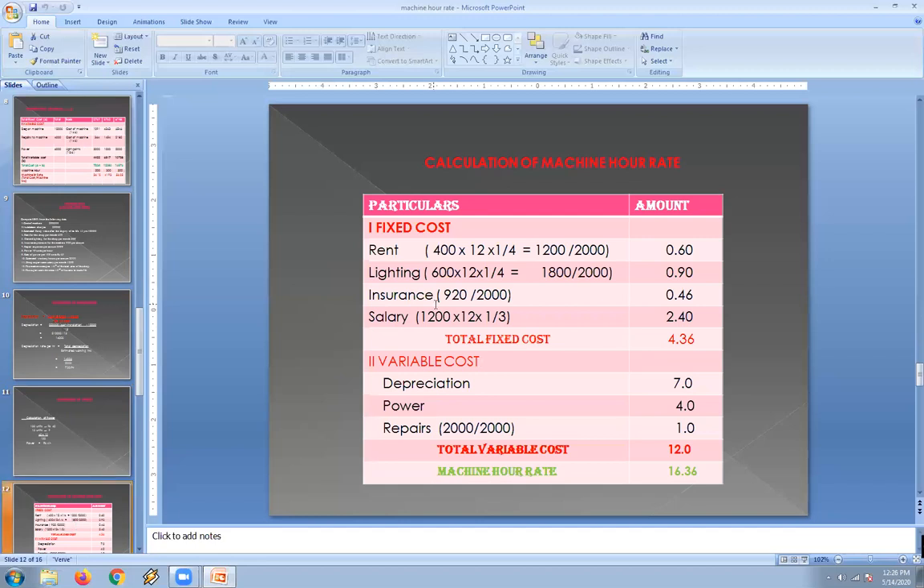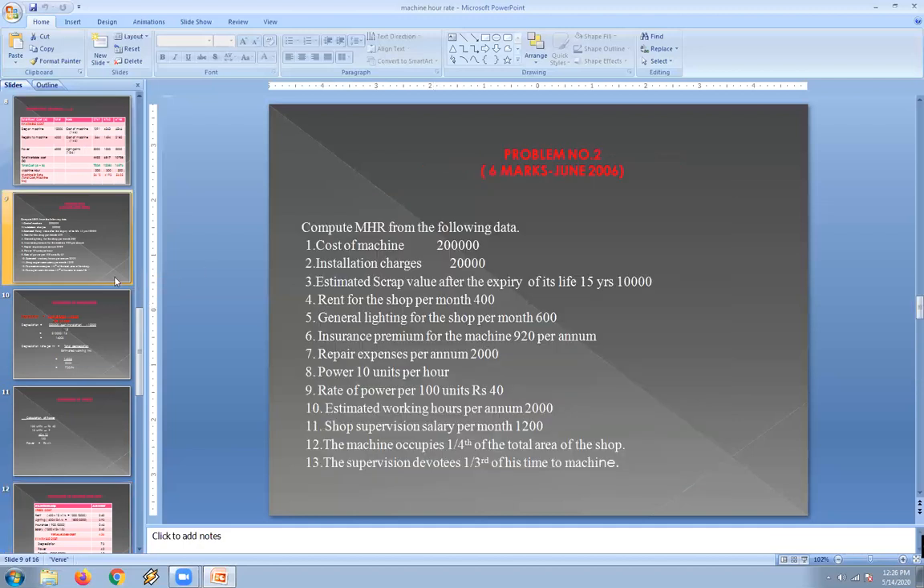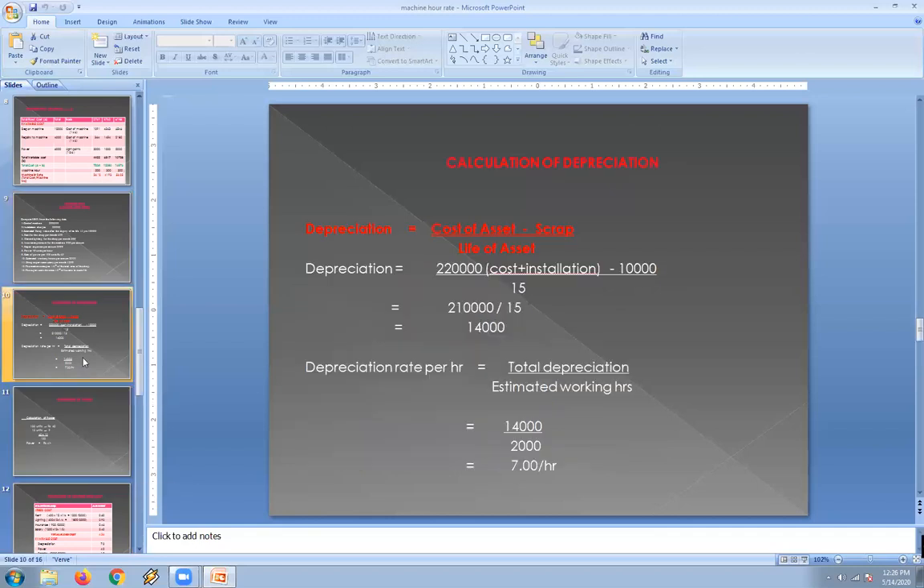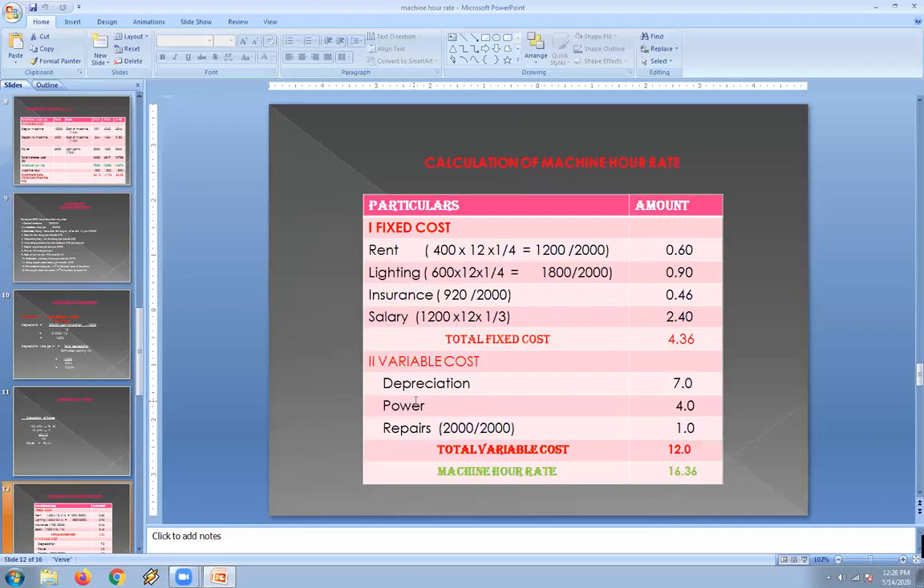Then we have to calculate first what all the fixed costs are, then the variable costs. Just by seeing the expenses they have given: if it is depreciation relating to the building, it is fixed; if it is relating to the machine, it becomes variable cost. See the first question, the first three relate to depreciation. We already calculated the depreciation, that is 7 rupees. They are showing the depreciation, that is 7 rupees.